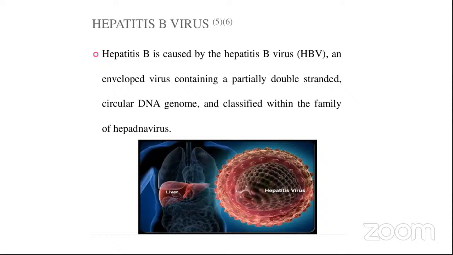This hepatitis B virus is an enveloped virus. What do we mean by envelope? They have an outer covering, the envelope, then the capsid, and inside is the genetic material. So the genetic material is very well protected by this envelope, and it contains a double-stranded circular DNA genome. Thus this virus, hepatitis B virus, is classified under the hepadnavirus family.